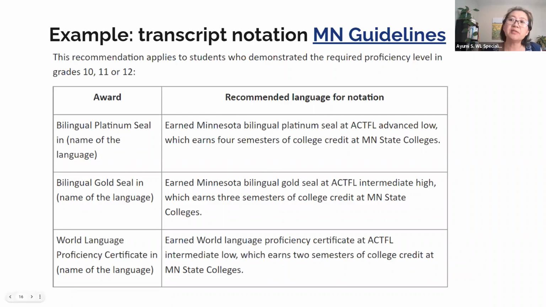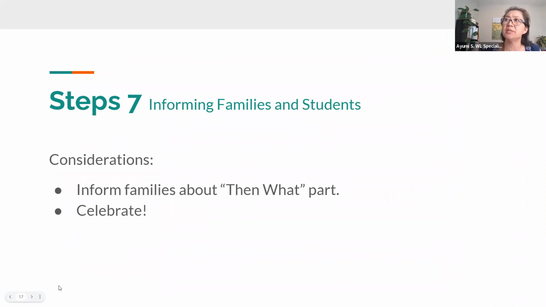And I know that there are some technical limitations with the system. Sometimes you can have only a certain number of characters on a transcript. But it's just a guideline.